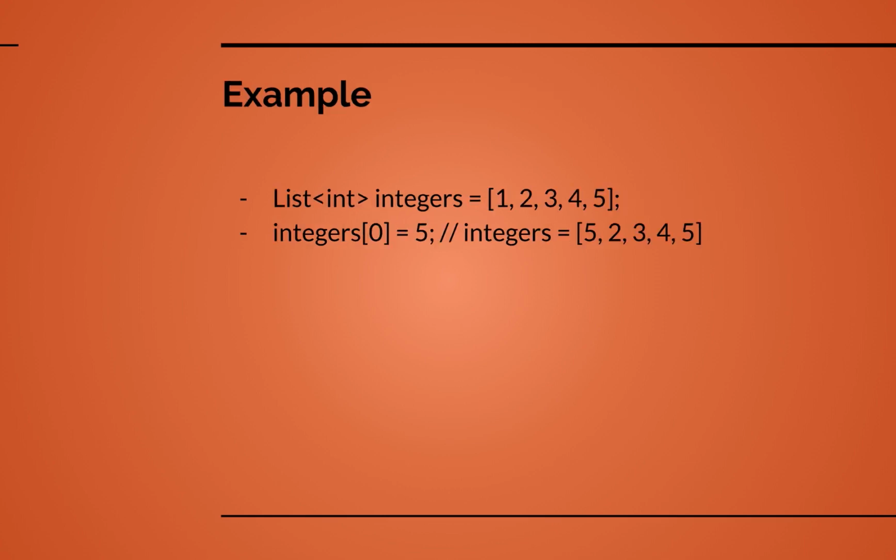So here's a quick example. We've got that same list of integers, 1 through 5. This time we want to set the very first element, index 0, and we're just setting it to 5. So again, the list name, the square brackets, and the index we want. This time we're setting rather than retrieving.